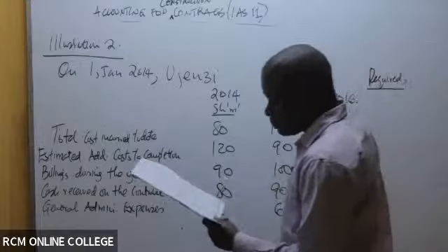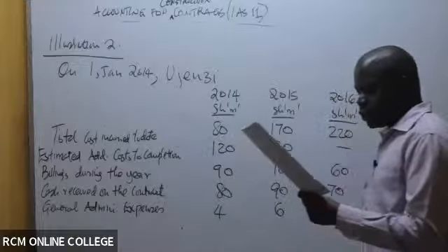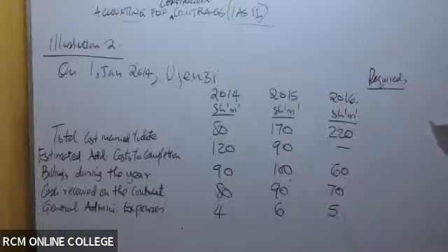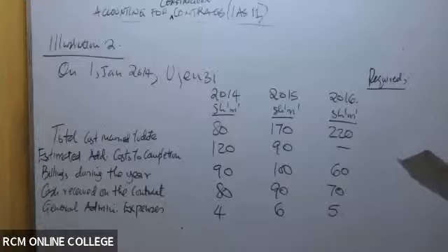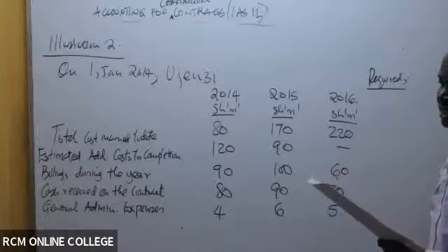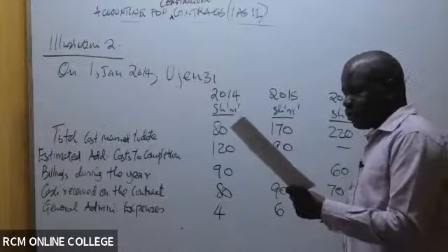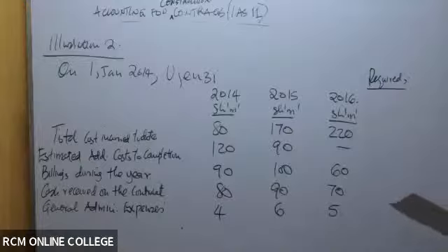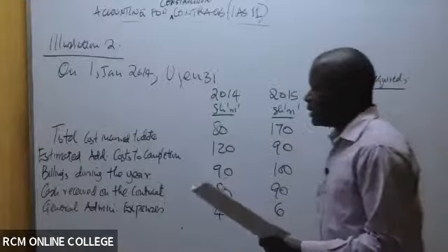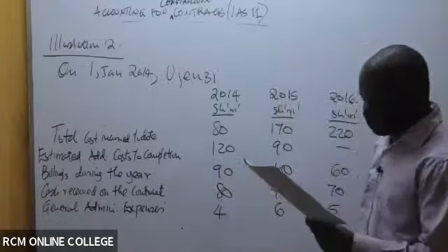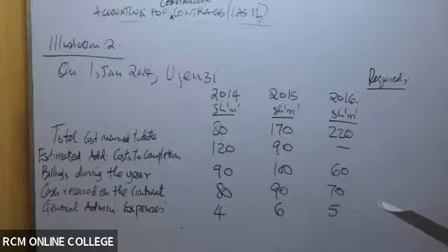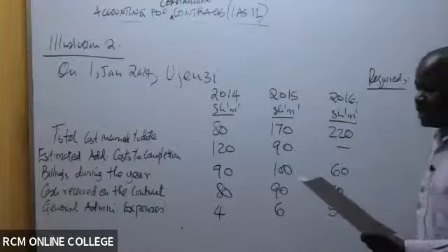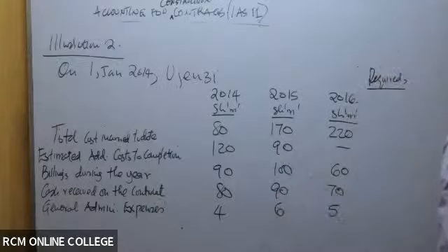Then number 2, statement of financial position extracts as at the year end for the 3 years. So you can try to attempt it on your own as an assignment before we meet tomorrow.